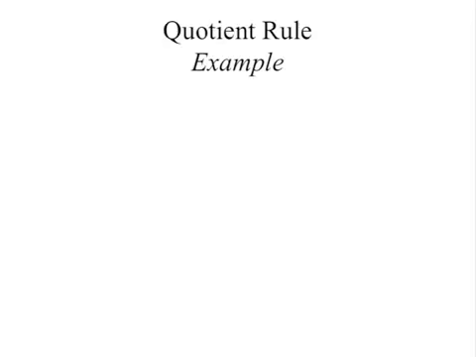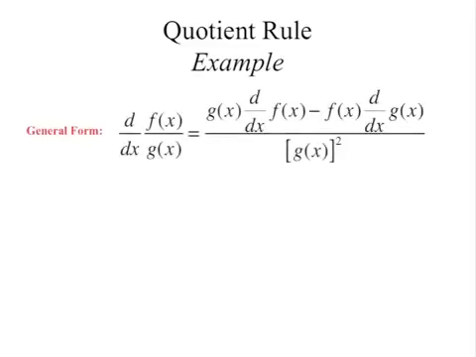So next up is the quotient rule, and here's the general form for it. So if you were asked to differentiate something that was f of x divided by g of x as a general function, you would say it's g of x times the derivative of f of x minus f of x times derivative of g of x, divided by g of x squared.